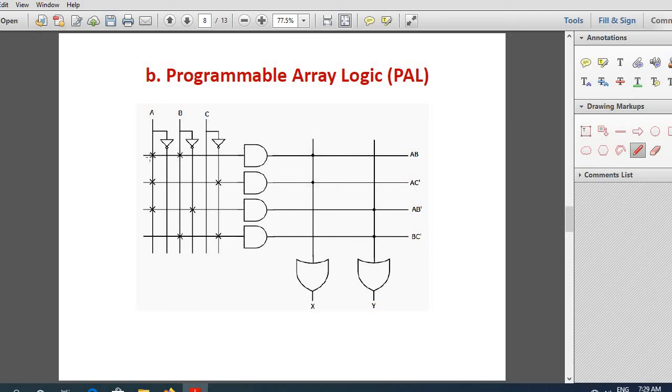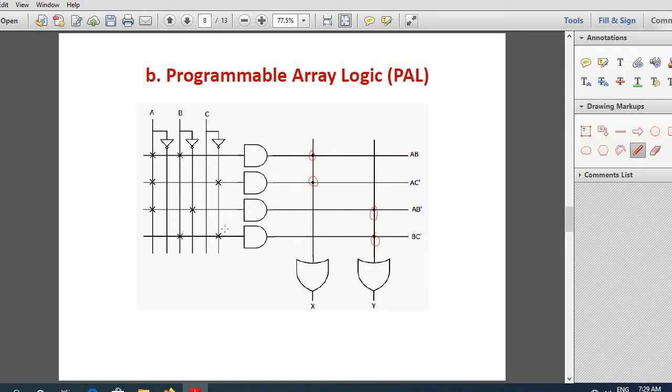Now, connect to an AND gate. You need 4 product terms, so 4 AND gates. There is a connection between all these. And from the AND gates, you have 2 OR gates. You need 2 sum terms, but only these 2 are connected and it is fixed. It means that only these 2 AND gates are connected to this OR gate. Similarly, only these 2 AND gates are connected to this OR gate. It is fixed. It is not programmable.